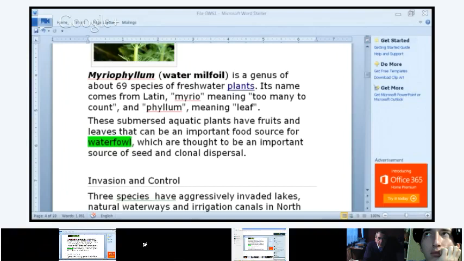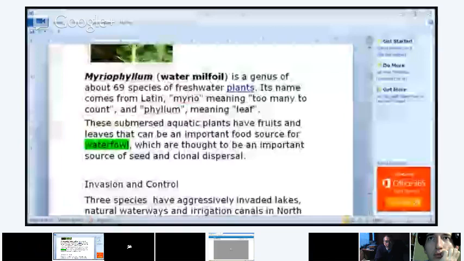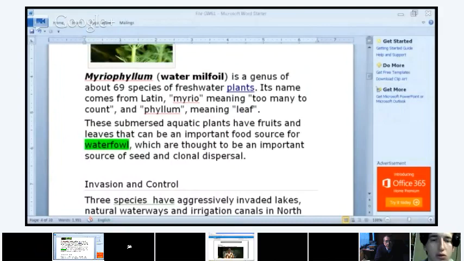Okay, from which paragraph? Could you start with these submersed aquatic plants? These submersed aquatic plants have fruit and leaf that can be an important food source for waterfowl, which are thought to be an important source of seed and clonal dispersal. Let me stop you there for a second, but I'm going to ask you to keep reading.